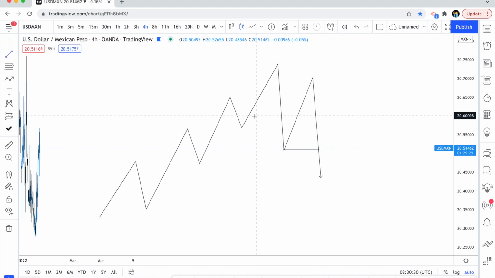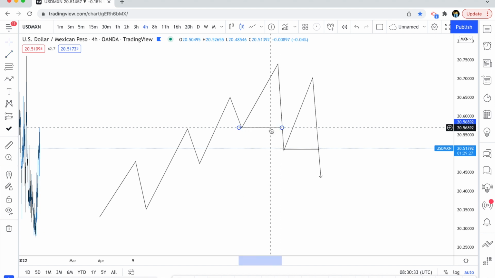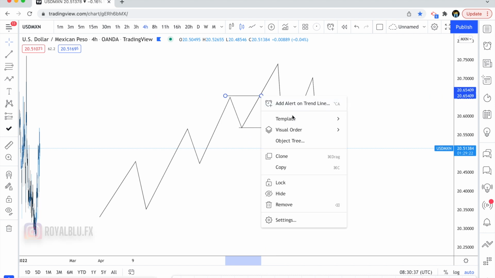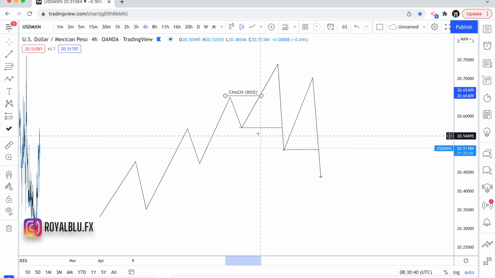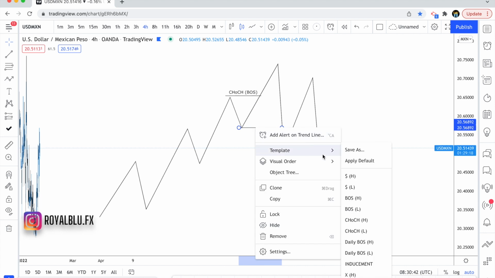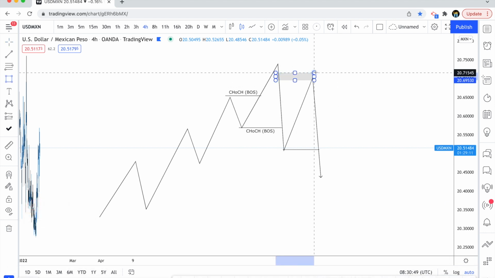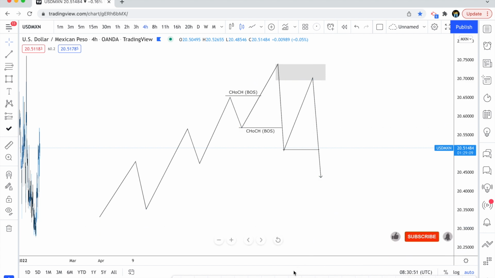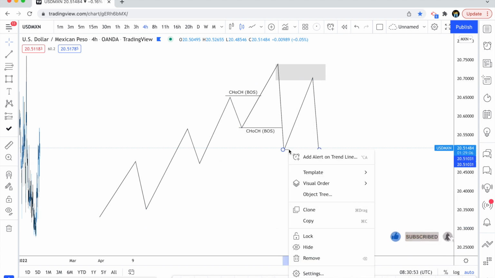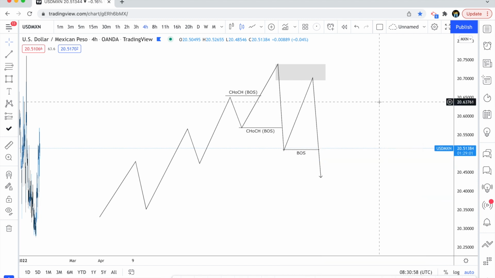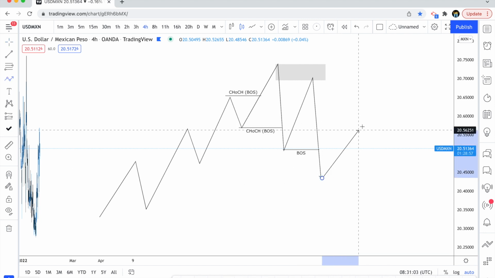And then here's your CHOCH again, like this. That's our high being broken first, and then our low being broken second. Then we're waiting for the retracement, the pullback, right at the order block, and then we consider the first break after the CHOCH as the first break of structure. It's just the continuation after the CHOCH has been made, like this.